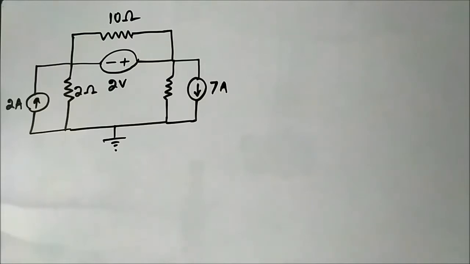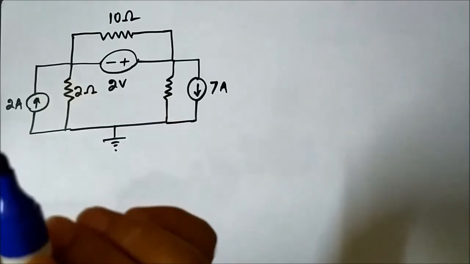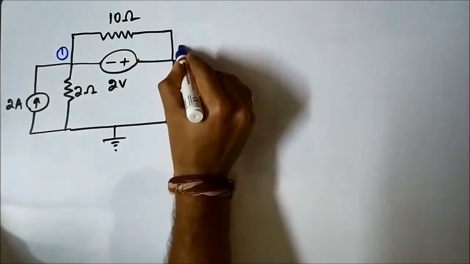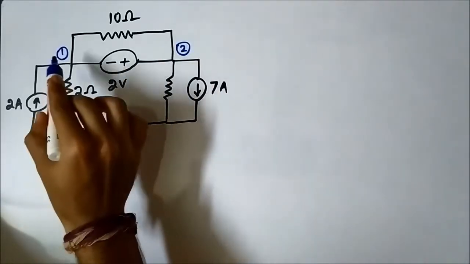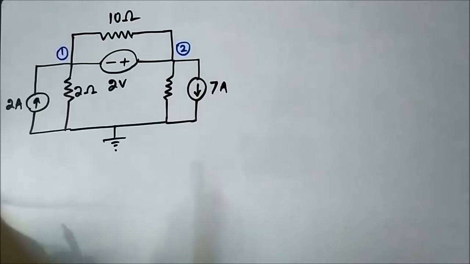As you can see, we will be using the concept of supernode. Why? Because from this circuit we can see there are two nodes, and we call them node 1 and node 2. In between node 1 and node 2 we have this independent voltage source, 2 volt. So definitely here the concept of supernode will come into play.